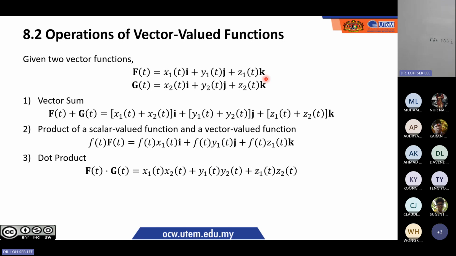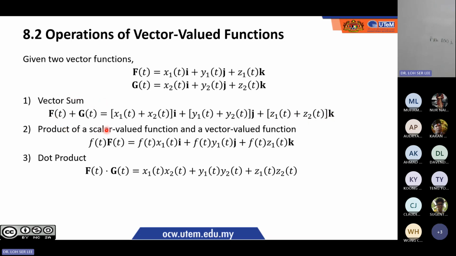Now let's say we have two vector functions, F and G. For the vector sum, we can sum up two vectors just by summing up the component functions from the same i, j, k. So x1 plus x2 under i, y1 plus y2 is the component function of j, z1 plus z2 is the component function of k. This is the vector sum.